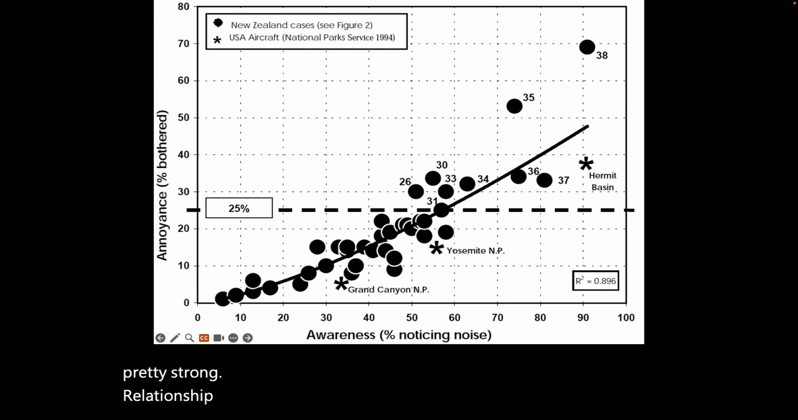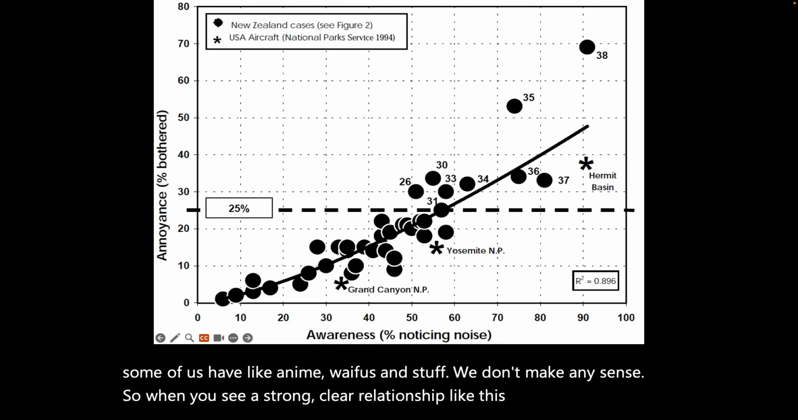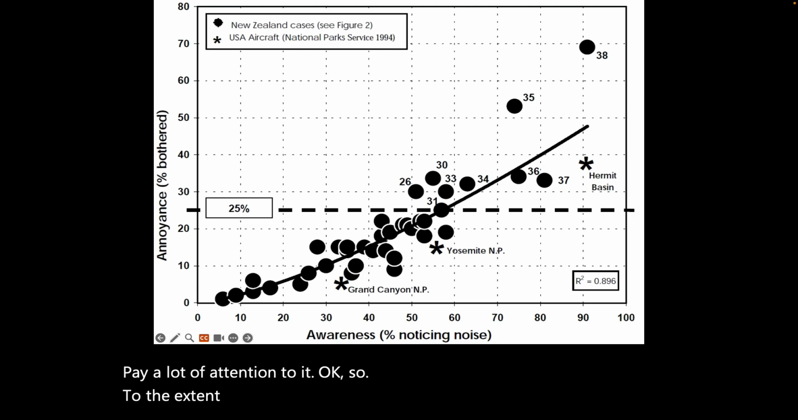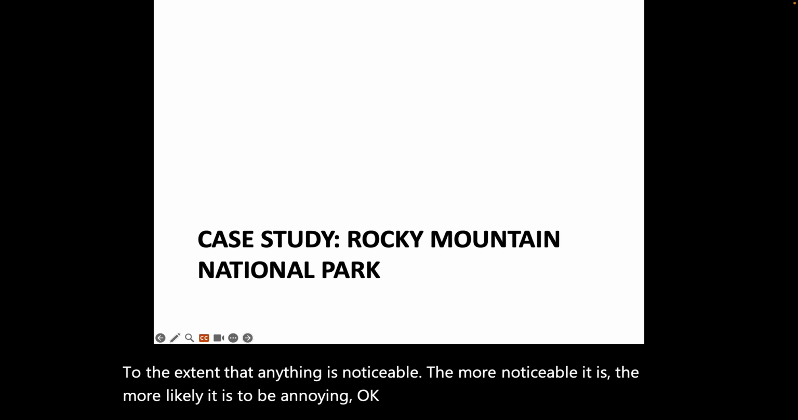relationship there. And humans are weird, we're illogical, we're goofy. Some of us have like anime waifus and stuff. Like, we don't make any sense. So when you see a strong, clear relationship like this in the data, pay a lot of attention to it, okay? So, to the extent that anything is noticeable, the more noticeable it is, the more likely it is to be annoying, okay?